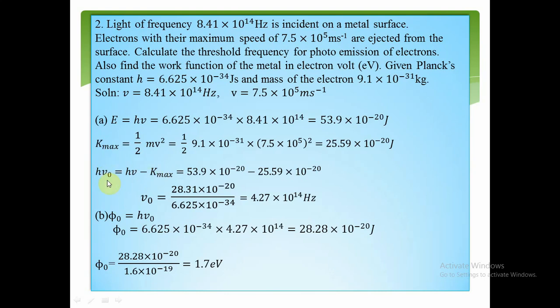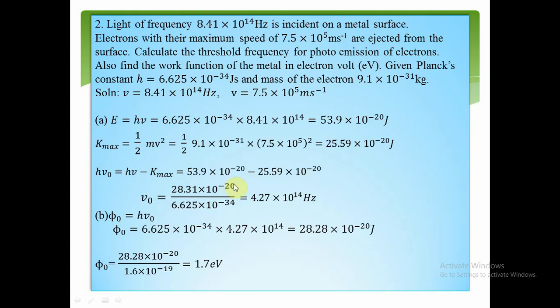The work function is what they asked to calculate here. First, the threshold frequency. For that I have used work function is equal to h nu, the incident energy, minus the maximum kinetic energy. As we have calculated earlier, h nu value is 53.9 into 10 raised to minus 20, and we have also calculated the kinetic energy, 25.59 into 10 raised to minus 20.